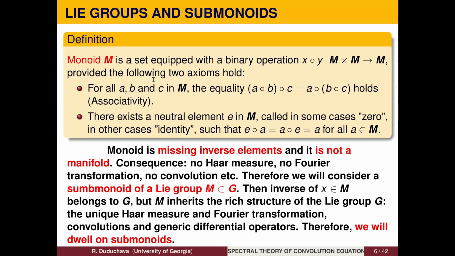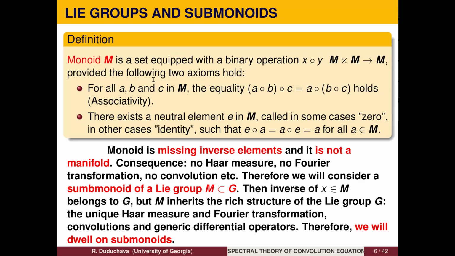That's why, to make it interesting, I will work with a submonoid. What does it mean? A submonoid is a monoid, but it is a subset of some Lie group. It's a subset of some Lie group, and the operation is the same as in this Lie group. Well, the inverse element is missing. Now we have an inverse element in our submonoid, but this inverse does not belong to the monoid. It belongs to the larger Lie group.